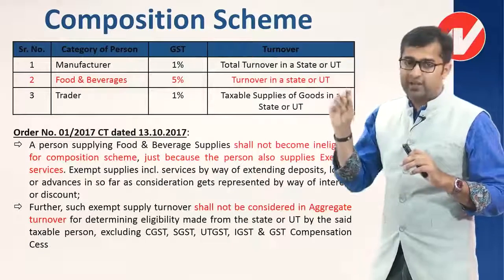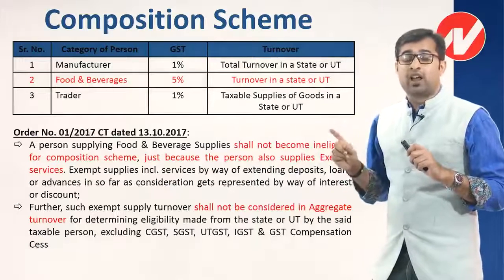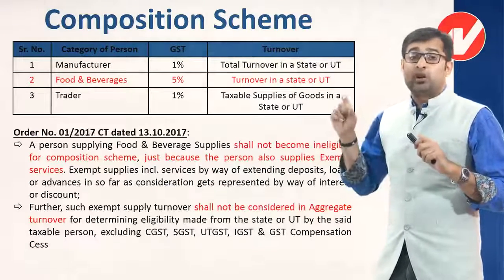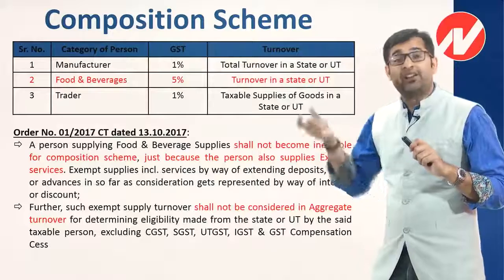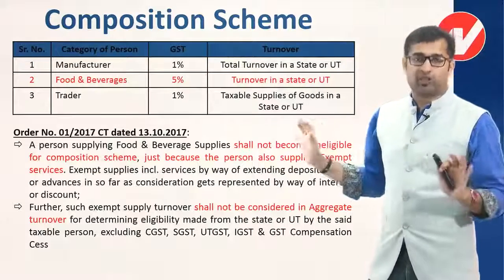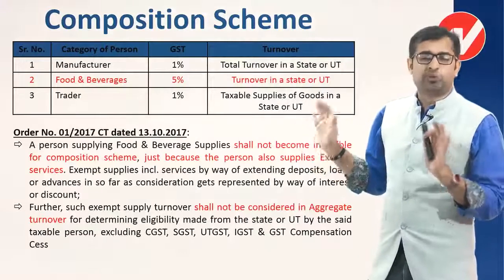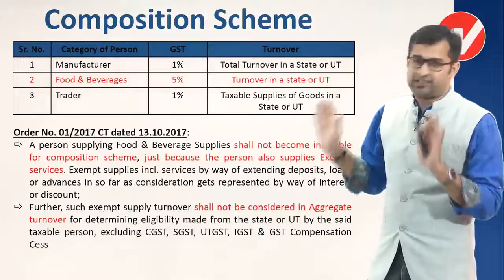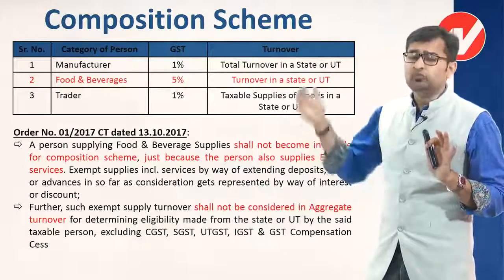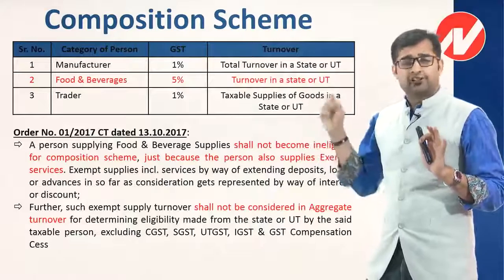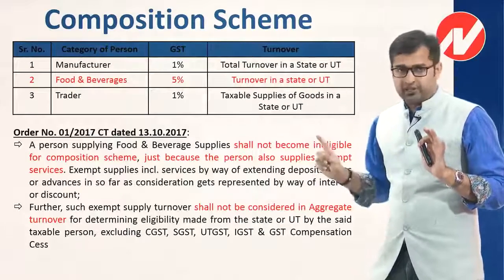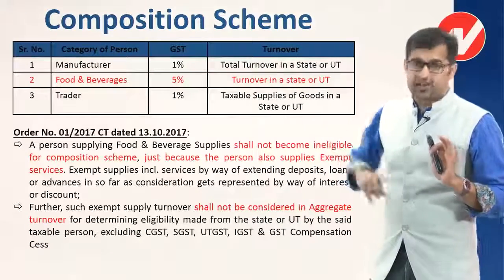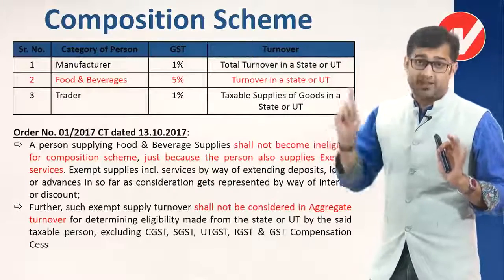आपको 5% टैक्स भरना है बट 5% टैक्स आपको भरना है ऑफ टर्नओवर इन अ स्टेट और अ यूनियन टेरिटरी एक्सक्लूडिंग द एग्जाम टर्नओवर. आपको एग्जाम टर्नओवर के ऊपर टैक्स भरने की जरूरत नहीं है. दैट मीन्स उनके लिए भी पॉइंट यही होगा कि आपको खाली टैक्सेबल टर्नओवर पे टैक्स भरना है. And the last aspect, that is for trader, you have to pay 1%, but you have to pay only of taxable turnover rather than paying off exempt turnover.